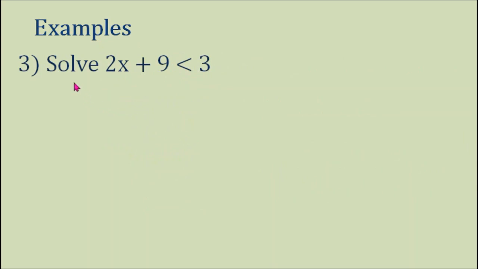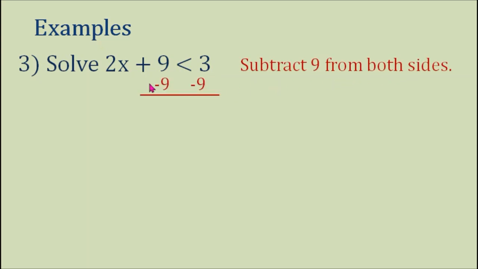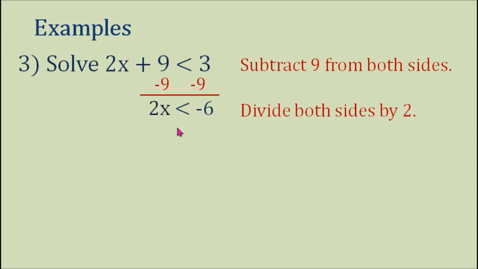Example number 3, this time we are going to solve a simple linear inequality. Same idea, we are going to isolate x on the left side and the constants on the right side. The first step is to subtract 9 from both sides. We bring down 2x, 9 minus 9 is 0, and 3 minus 9 equals negative 6. So we have 2x is less than negative 6. Now to get rid of 2, we divide both sides by 2. So 2x divided by 2 is x. Our inequality sign stays less than. Then negative 6 divided by 2 is negative 3. So our answer is x is less than negative 3.